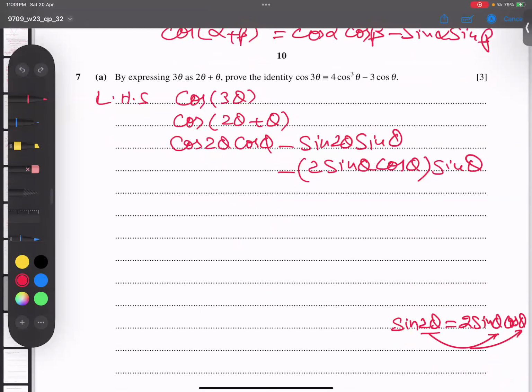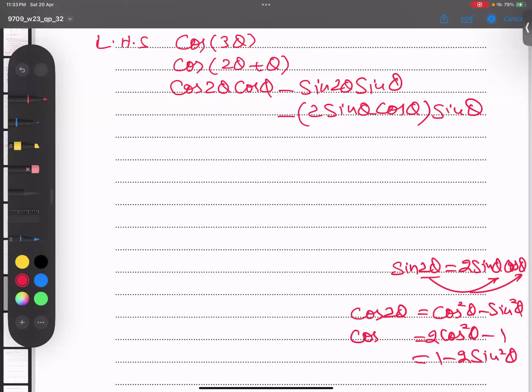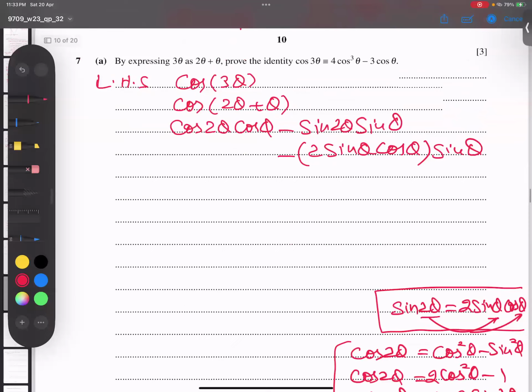Now let's talk about this one, the double. We have 3 formulas, if you recall, and I'm writing all 3 for you. First formula is cos square theta minus sine square theta. Second, 2 cos square theta minus 1. Third, 1 minus 2 sine square theta. All formulas for cos. Actually, sine has only 1, but cos has 3 formulas.